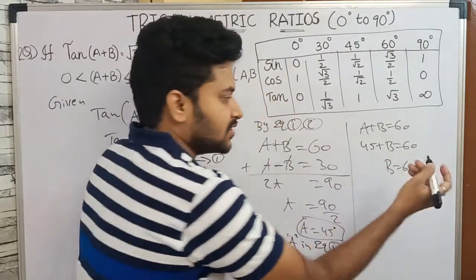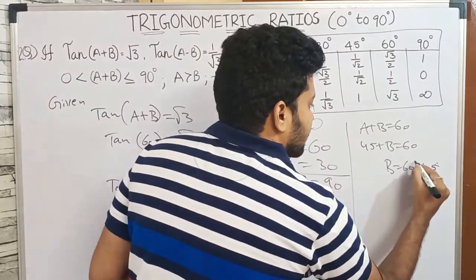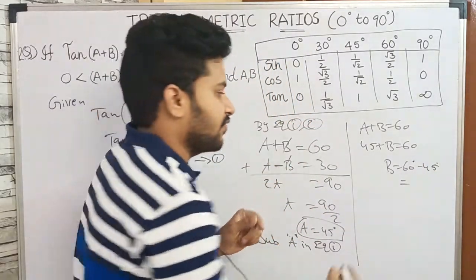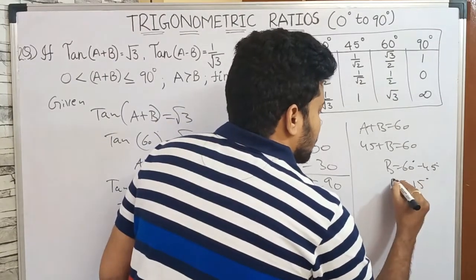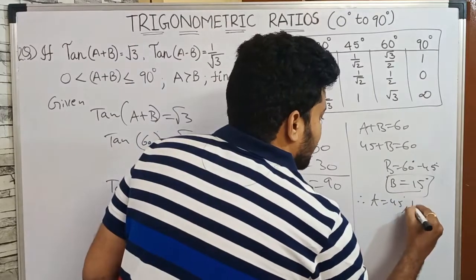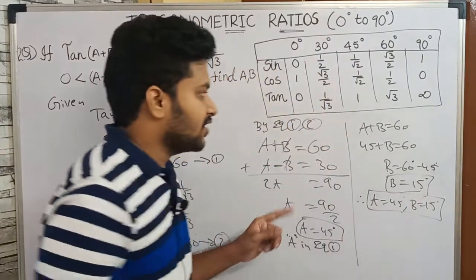Here it is plus, it becomes a minus here, 45 degree. So 60 minus 45. 45 after 55, 10 and plus 5, 15. So 15. Therefore A is equal to 45 degree, comma B is equal to 15 degree. So we're done with the second sum.